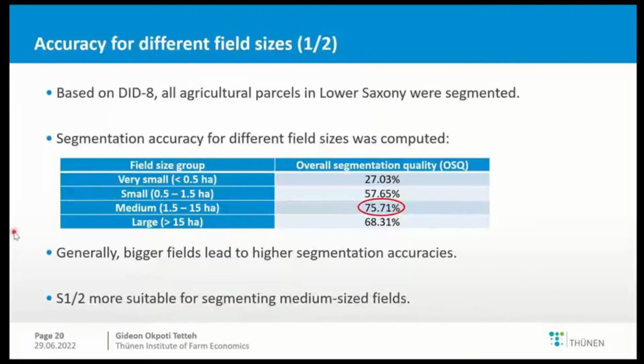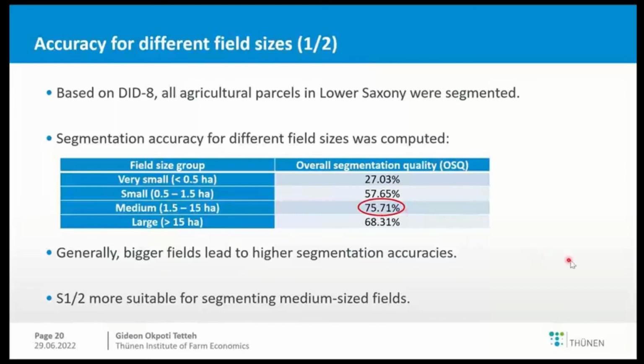Based on DID8, I was able to segment all agricultural parcels in Lower Saxony. Then I went to the next stage to compute the accuracy that can be achieved for different field sizes. In this column you have the field sizes, and in this column the corresponding segmentation accuracy, from very small fields to large fields. As you can see, in general, as the sizes of the fields become bigger, the accuracy also increases accordingly. But interestingly, the highest accuracy was achieved for medium fields.